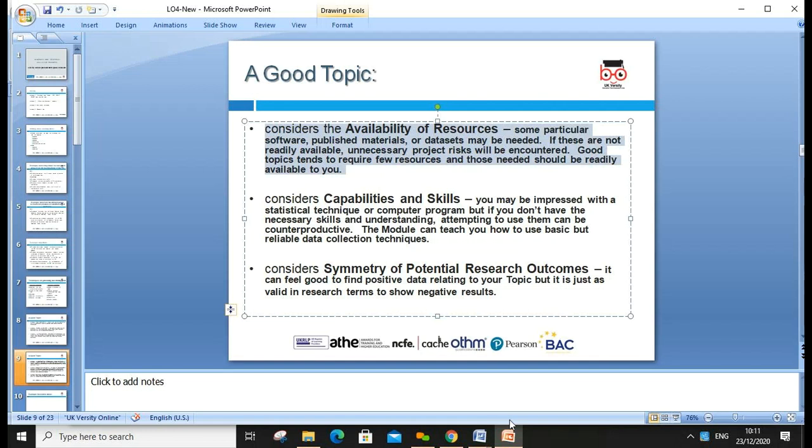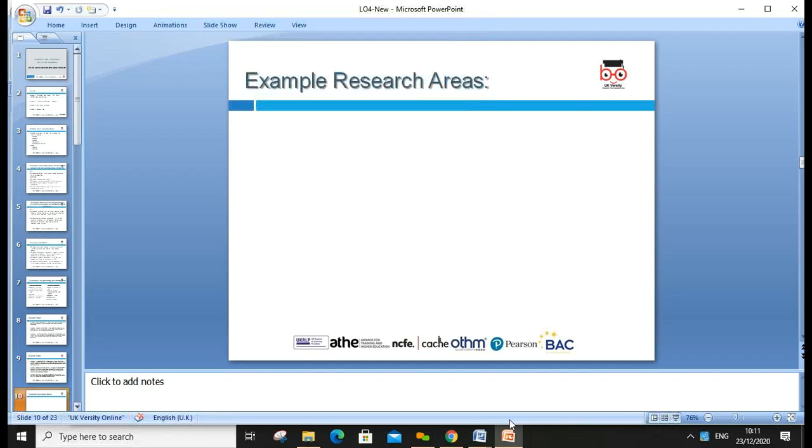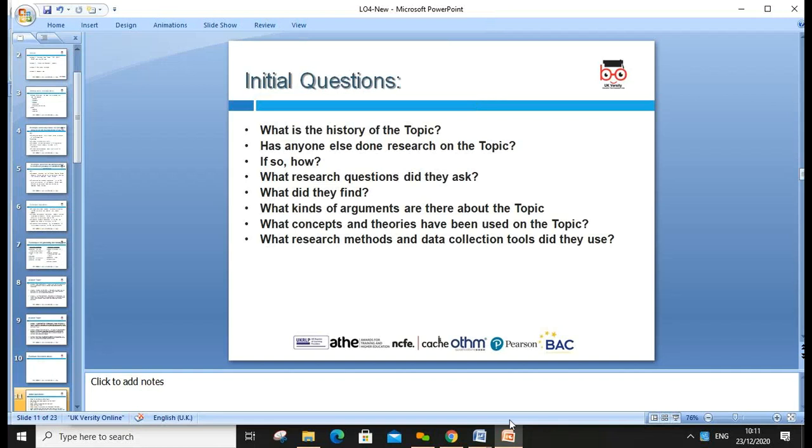Consider availability of resources and capability of skill. Do you have a skill? Have you done this research before or not? We're not going to do the lab test, because if you haven't done it on the patient, of course, we need to look around all the issues: ethical, moral, symmetries, potential research outcome, why you want to do research, and what the outcome will be. We will go through some examples in today's lesson.